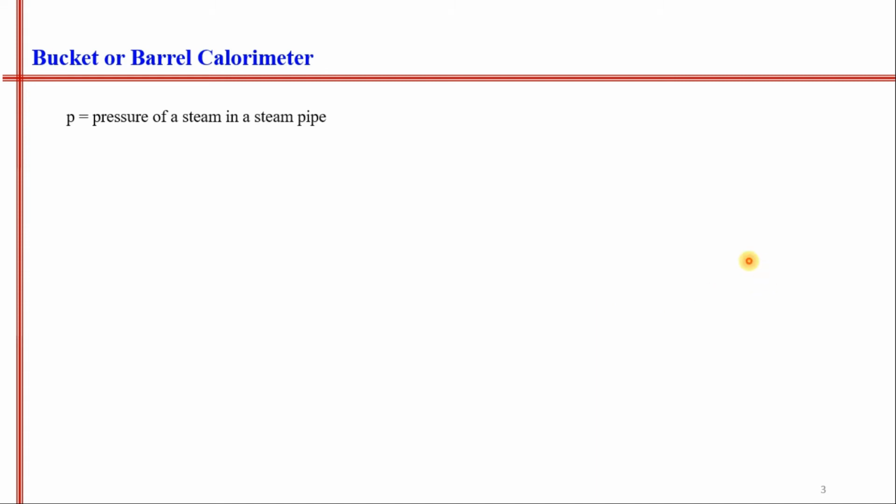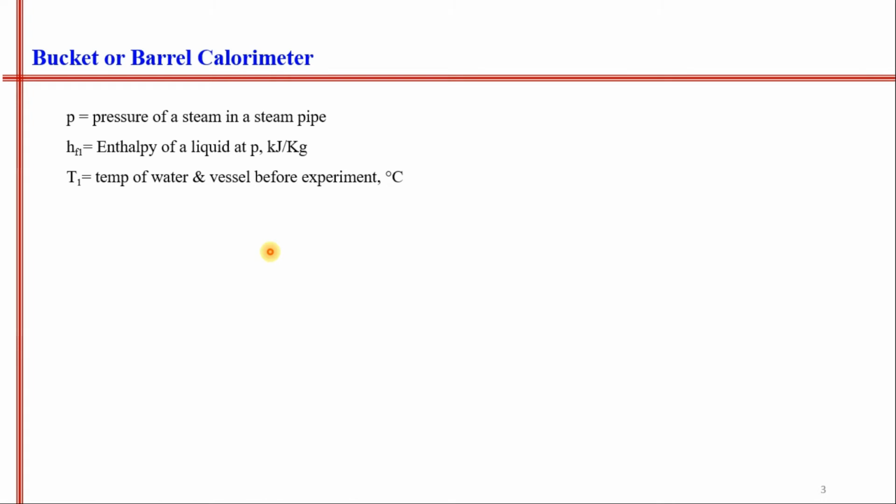So let's consider some notations. P is equal to the pressure of the steam in the steam pipe. HF1 is the enthalpy of liquid at pressure P in kilojoule per kg, meaning the enthalpy of steam present in the steam pipe over here. T1 is the temperature of water and vessel before the experiment, meaning before beginning the experiment we measure the temperature using a thermometer. T2 is the temperature of water and vessel after the experiment.